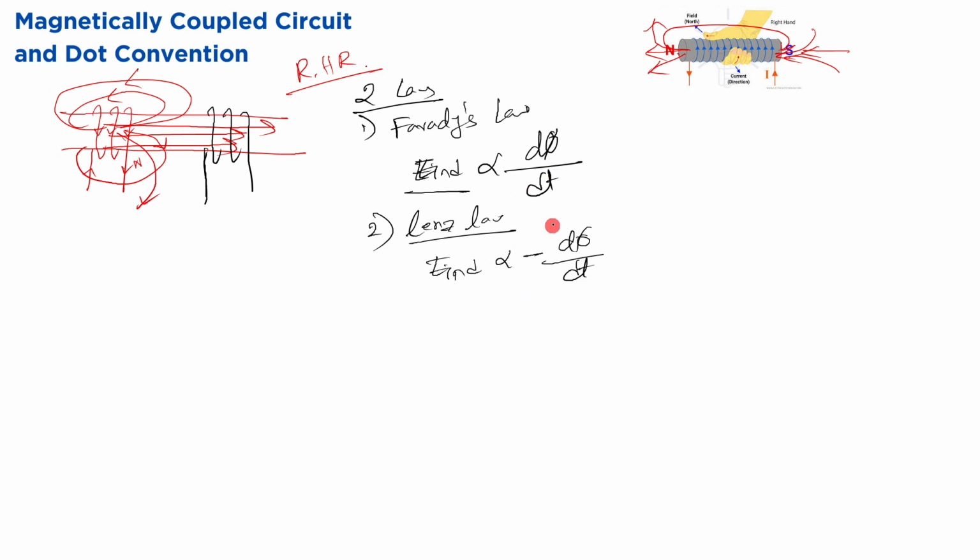Why so? Because Lenz's law says that it will try to oppose the cause of its creation. That means the flux which was generated by the first coil will be opposed by the flux generated by the second coil. So there will be E induced, and what will it do? It will create a flux such that it opposes the flux of the first coil. So what will be the direction of the new flux generated by the second coil? It will be directed leftwards like this. Okay.